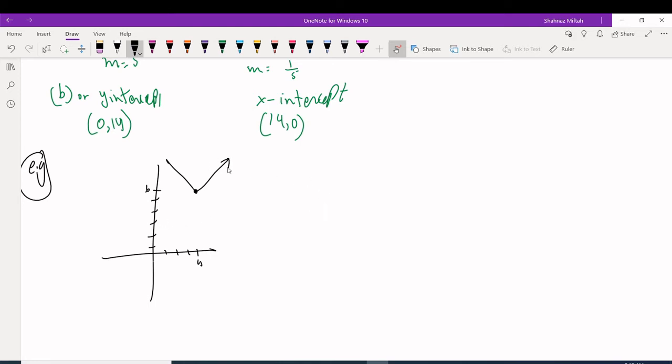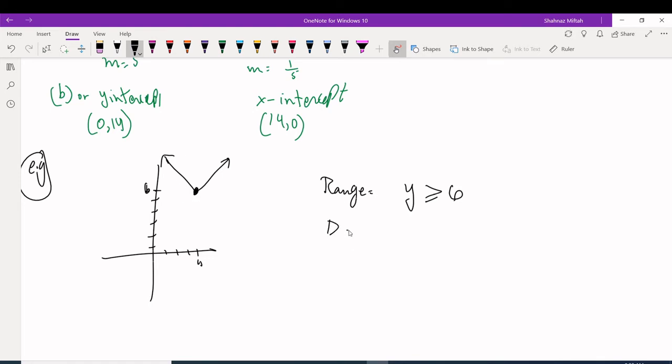So the question maybe is asking, what is the range of this graph? Range means the y values. The y value starts at 6 and goes towards infinity, because these arrows mean the graph goes on forever. So it's going to positive infinity. So I can say the y range is greater than or equal to 6, starting with 6. And why did I say equal? Because of the closed circle, and it's going in that direction.